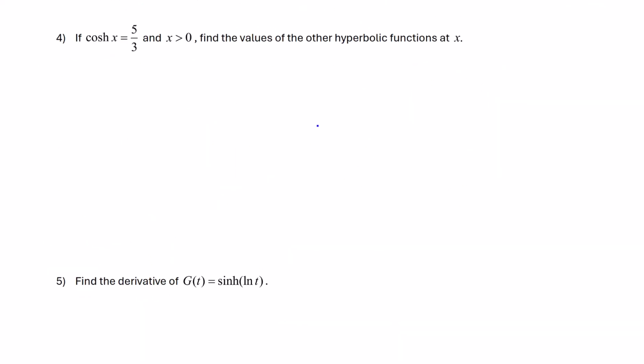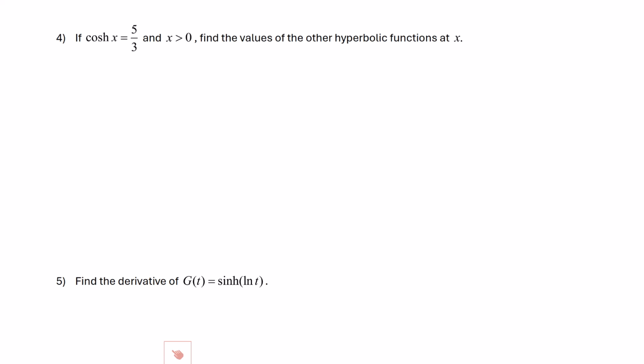All right, let's move on to another example. Our next one states this: if cosh of x equals 5/3 and x is greater than 0, find the values of the other hyperbolic functions at x. So this actually resembles a problem you might see in trigonometry. And remember, a lot of these hyperbolic equations or expressions or identities resemble some trigonometry. So we'll be able to leverage that, I think, to our advantage.